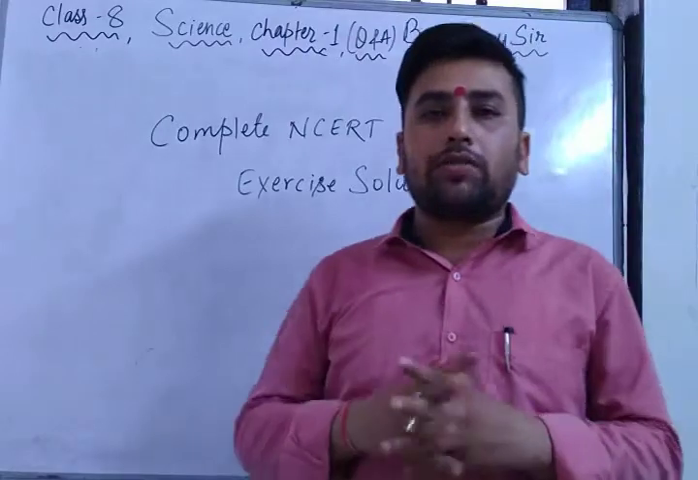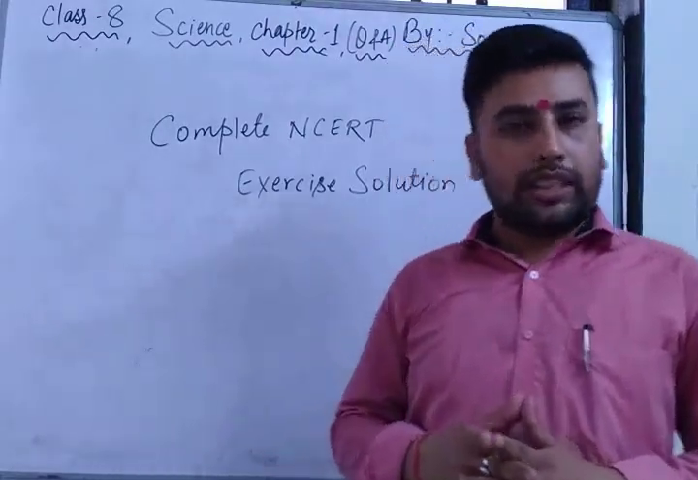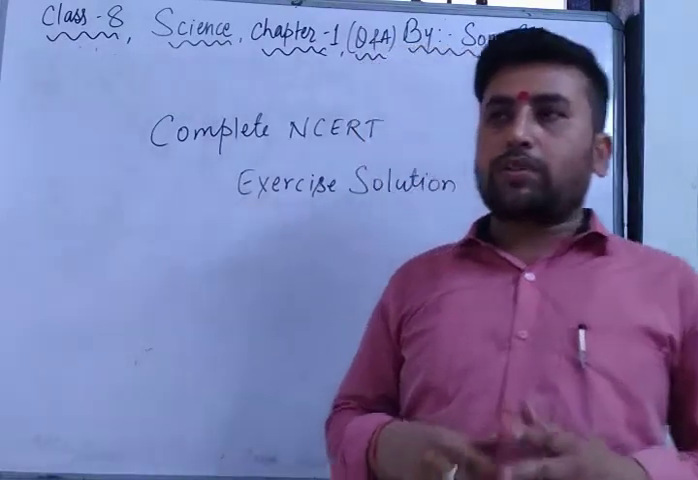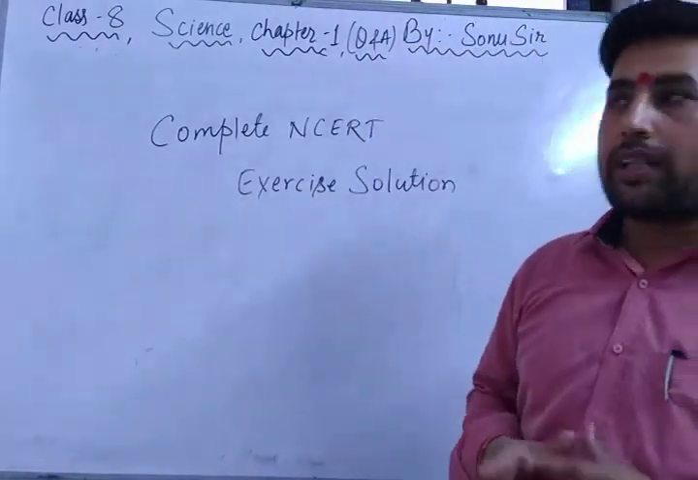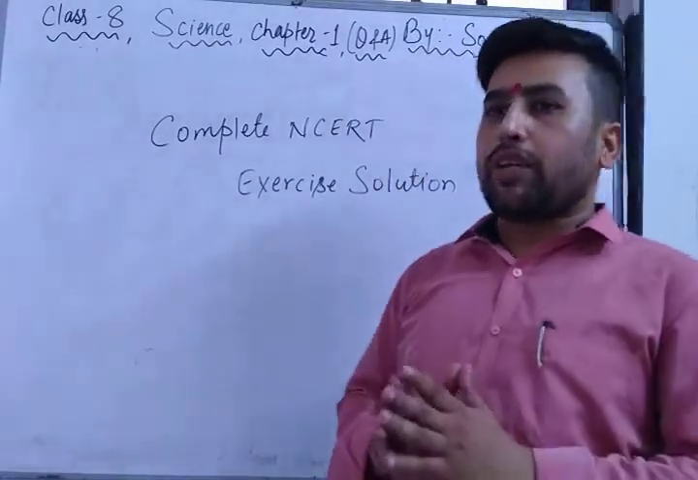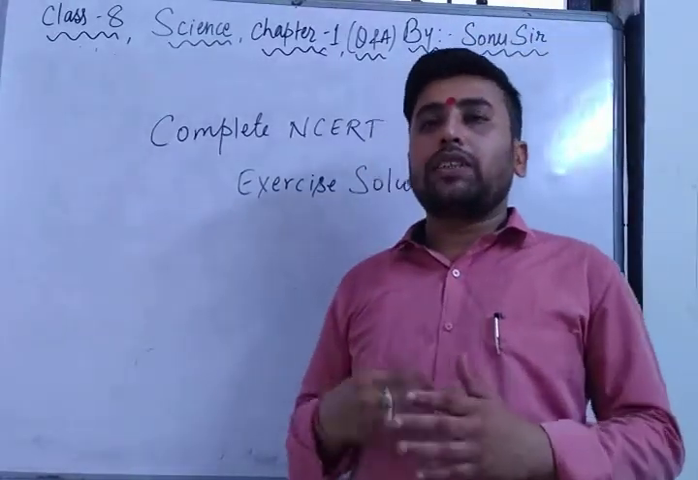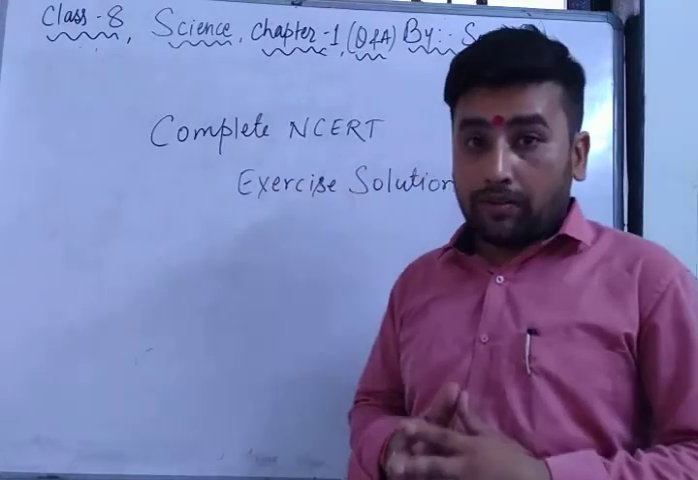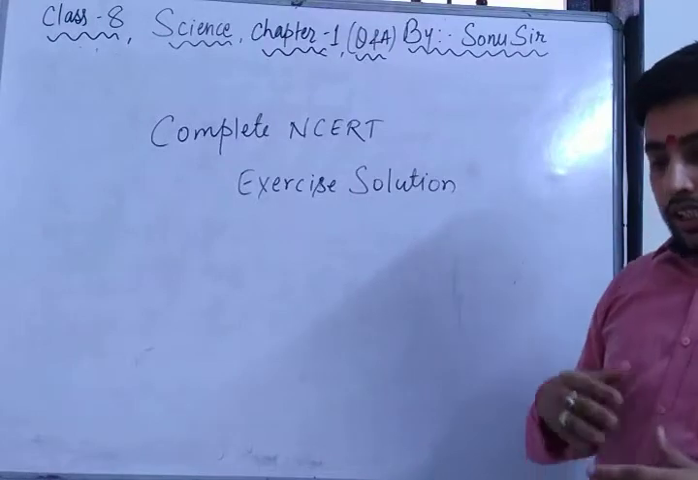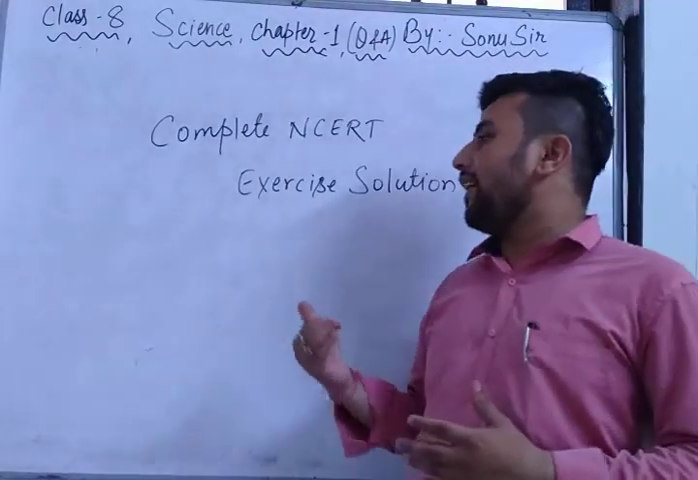Actually, we have completed all the chapters of science unit test 1. Chapter number 1, crop production and management. Chapter number 2, microorganisms, and chapter number 3, synthetic fibers and plastics. As each and every chapter explanation is also completed, now we have to write each and every chapter's NCERT exercise solution. So that's why I have today written the complete NCERT exercise solution.